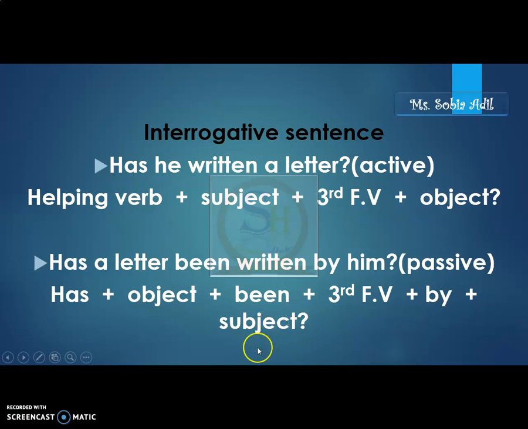Here is a question mark because we are to change negative into negative, affirmative into affirmative, and interrogative into interrogative sentences, right? The sentence will remain the same, you just change the structure of the sentence while changing the active into passive voice. So, has a letter been written by him? This one is the passive voice of this active one, right? So these were the structures you need to follow while changing the active into passive voice of present perfect tense.